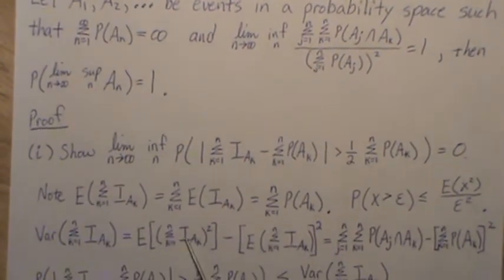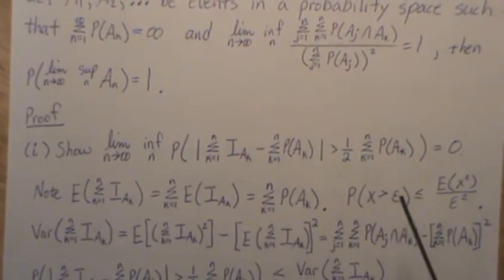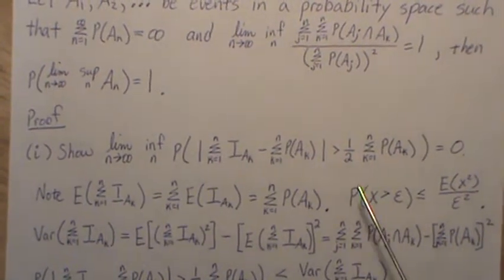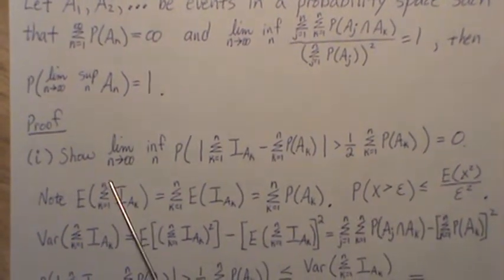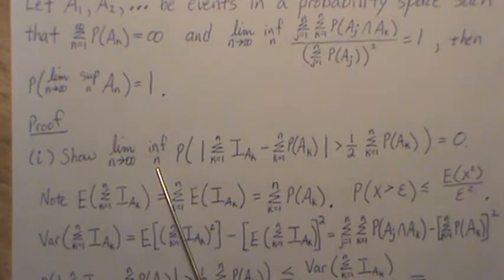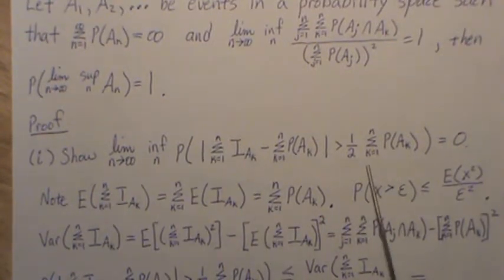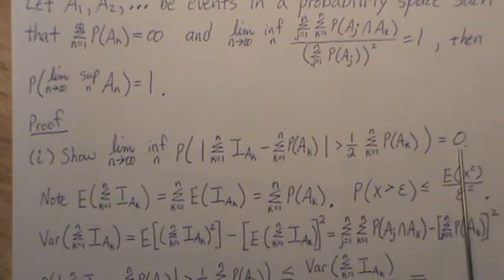So let's prove this. We're going to prove it in a few steps that seem unrelated, but they're not. So stay with me. First of all, we want to show the limit infimum of this probability is equal to 0.